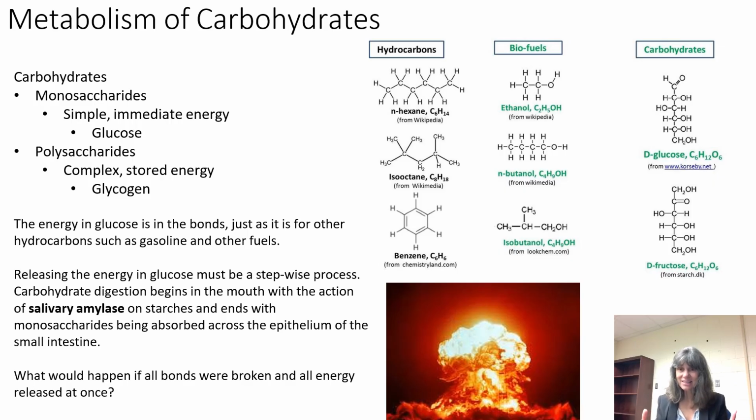You'll recall that glycogen is how we store glucose molecules that are bonded together, and glycogen is stored mostly in our liver and muscles because glycogen can be broken down into glucose molecules, but it is a much more complex stored form of energy than just glucose. So the energy in glucose is found in the bonds, just like it would be for other hydrocarbons like gasoline and other fuels like ethanol.